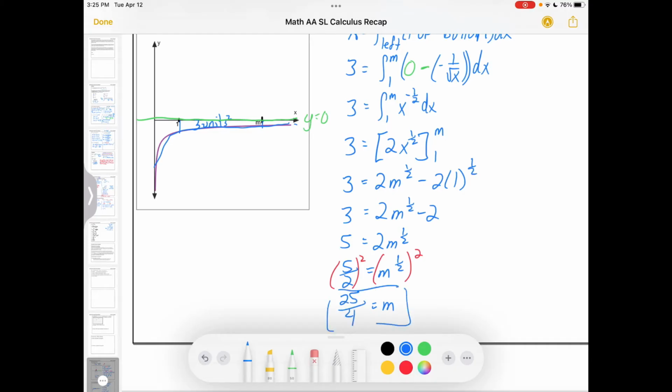So here's a question where the variable is somewhere a little bit different. We could check that this answer works on our GDC, and I'll leave that to you if you want to do it. But this is going to be the correct value for m.